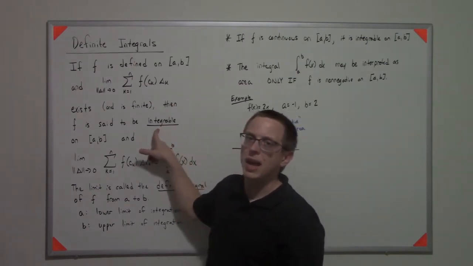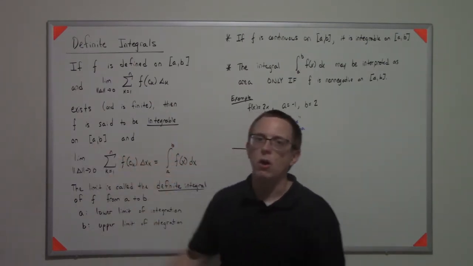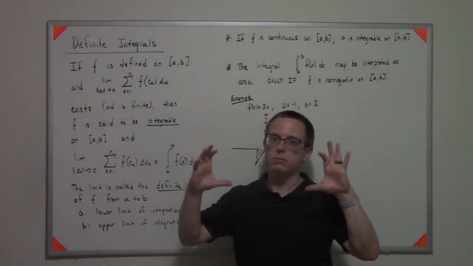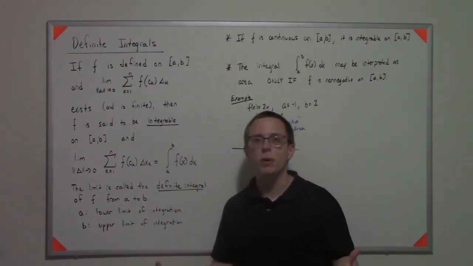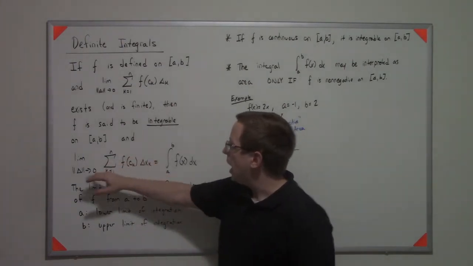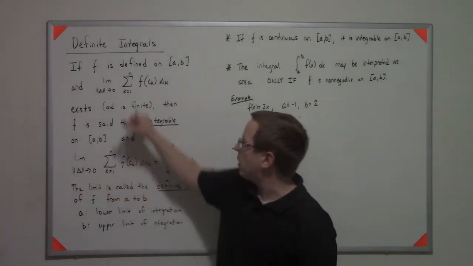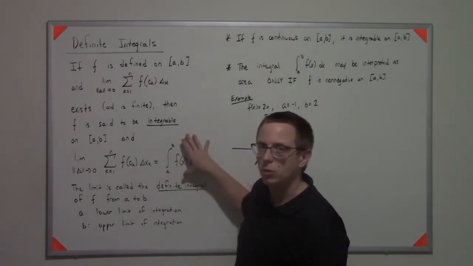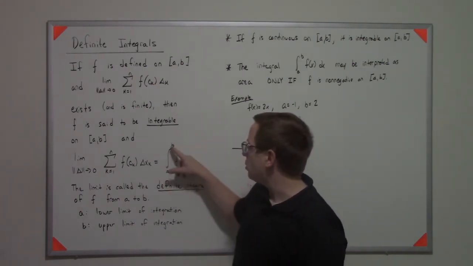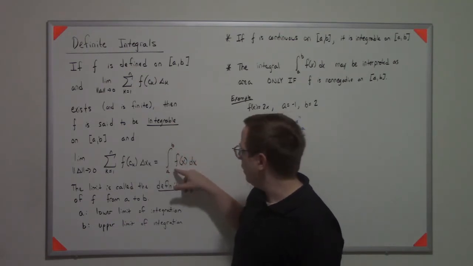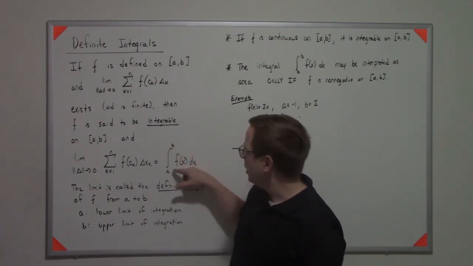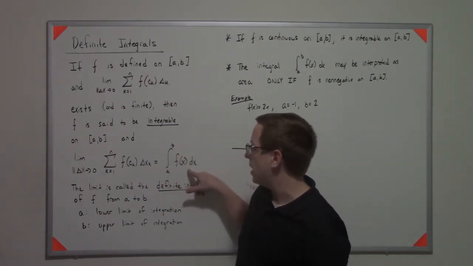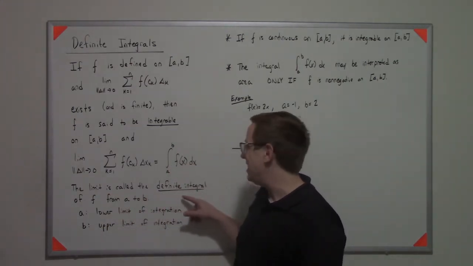So the term is that f is integrable on the closed interval AB. And then we say that that limit that we just defined up here is equal to this much, much cleaner notation. You have this integral symbol. This is what's known as the integrand. So it's the integral from a to b of f of x dx. And this is what is known as a definite integral.